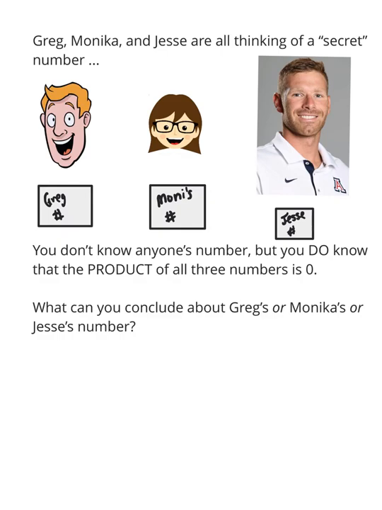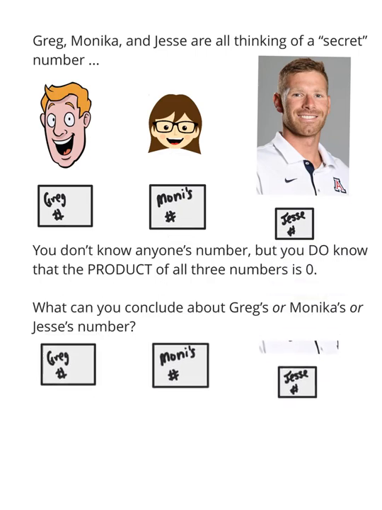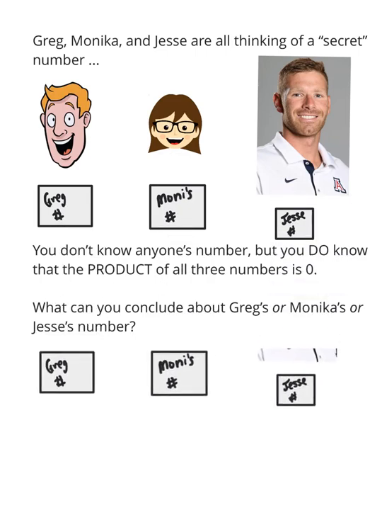Let's extend it to 3 people all of a sudden. So what if there were 3 people all thinking of secret numbers? And what they're telling us again is we might not know what their actual number is, but what they're telling us, which I'm going to write down here, is if we multiplied them together, the first number, which was Greg's number, times the second number, which was Monica's number, times the third number, which was Jesse's number, that equals 0. What could we conclude?